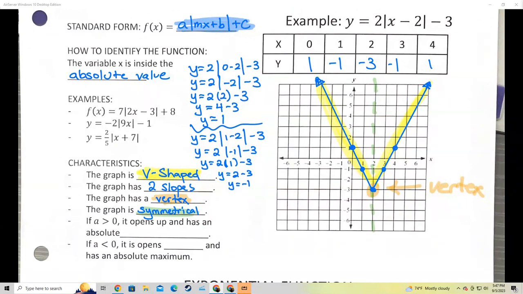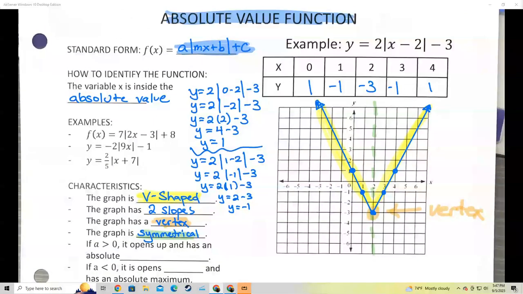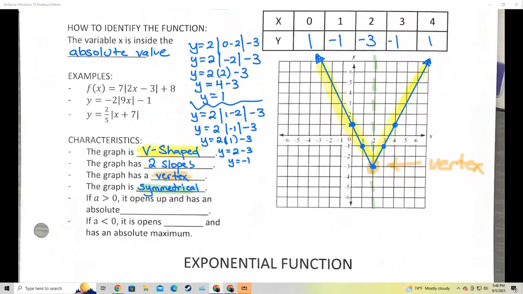All right, and then just really quickly, if a is greater than 0, if this number is positive, then you're going to have a V that looks like this. And if you have a V that looks like this, then your vertex is going to be on the bottom, which means you have a minimum. There's a smallest value. So that's exactly what that says. If a is greater than 0, it opens up and has an absolute minimum.